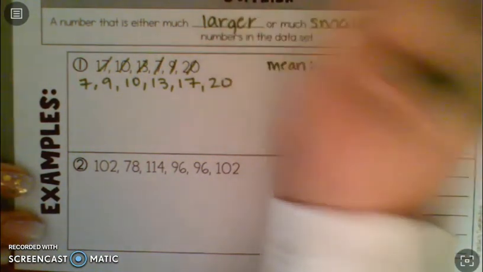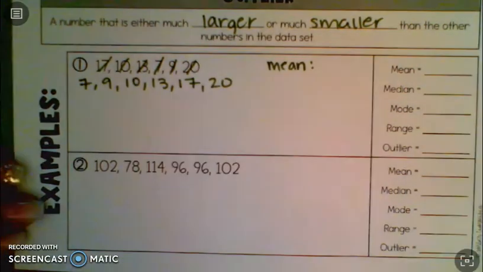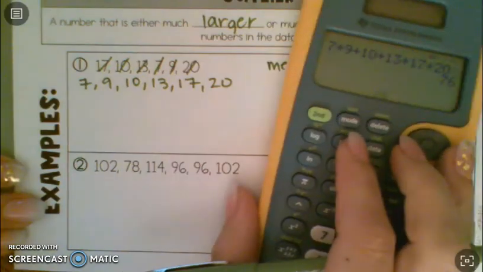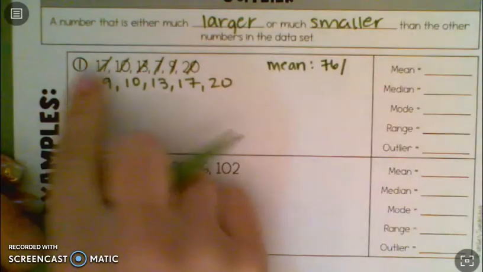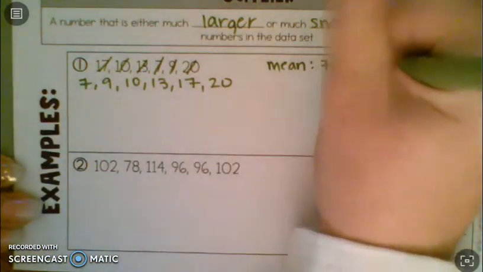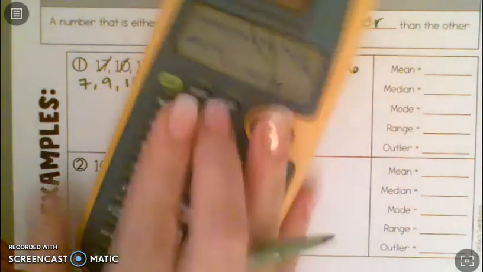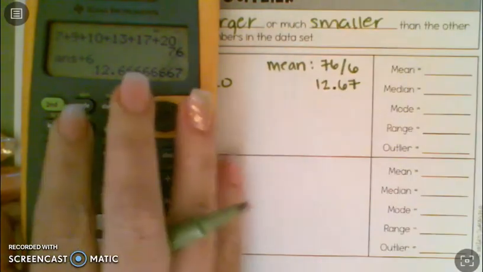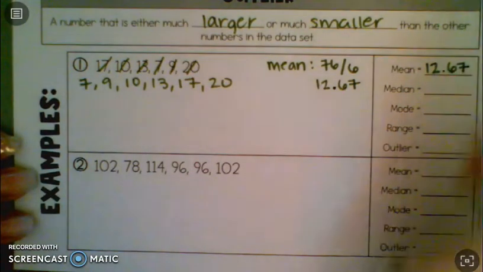Okay, to find the mean, because that's the first thing it's asking for over here, we have to add them all up and then divide by how many there are. So if I add them all up, I get 76. And there are 1, 2, 3, 4, 5, 6 numbers. So I'm going to divide by 6. And I get 12 point, and we'll say 67. So we'll round to 2 decimal places. So my mean is 12.67.